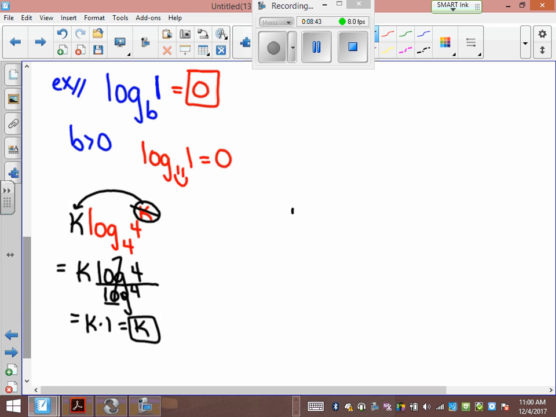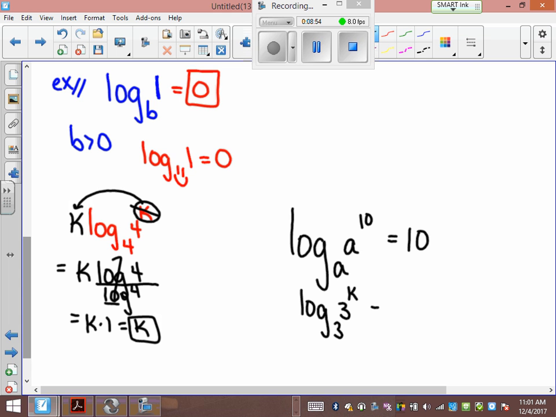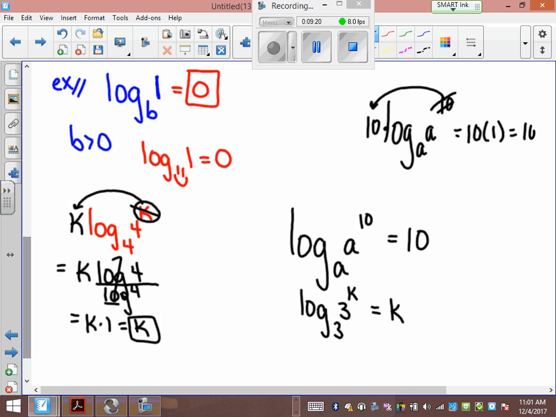So if ever you have log a to the 10, my answer is 10. Or log base 3 of 3 to the k, my answer is k. So whenever you have a to the something, your answer is that something. Because you can take this something and put it in front. If I have log a to the 10, I can take this 10 and drop it in front. And now it's 10 times log base a of a. And what's log base a of a? 1. So it'd be 10 times 1, which is 10.